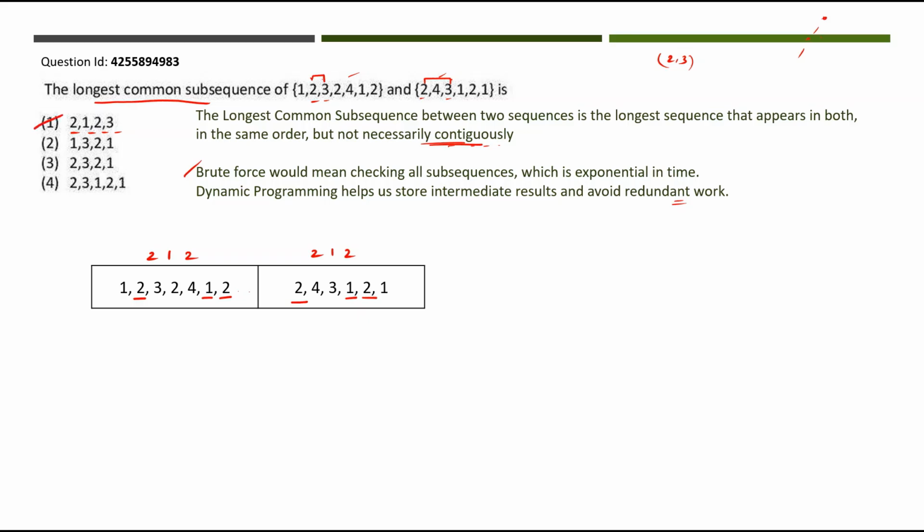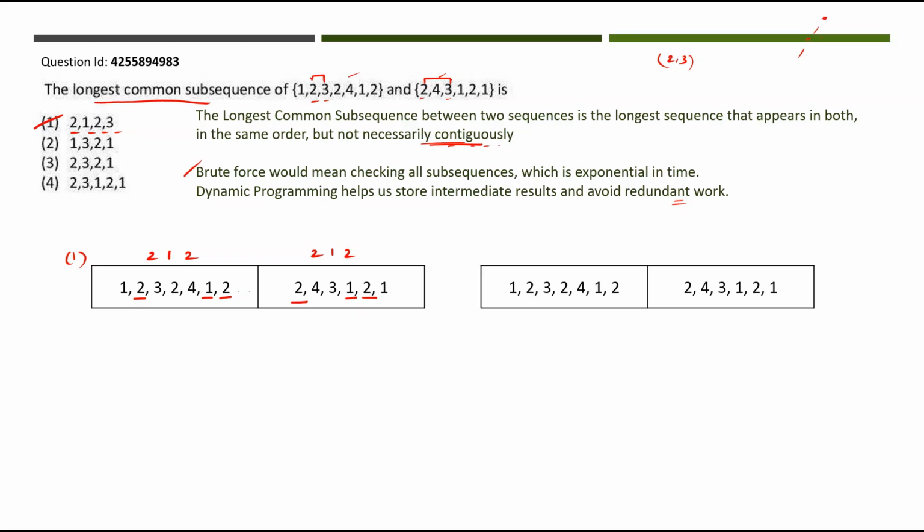I am just making a direct check with the options instead of working through the problem. So this is the first option. What about the second option? We have 1, 3, 2, 1 as the sequence. 1, 3, 2 is present here, then 1. We need not worry about continuity; we need to follow the same order alone. After 1, 3 should be there. After 3, 2 should be there. After 2, 1 should be there. You cannot shuffle it as 1, 2, 3, 1 and so on. So this is 1, 3, 2, 1, and this order is preserved here.